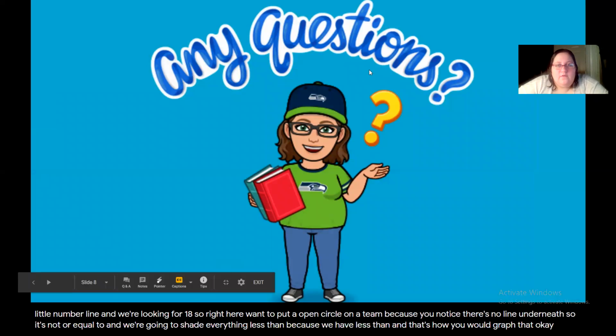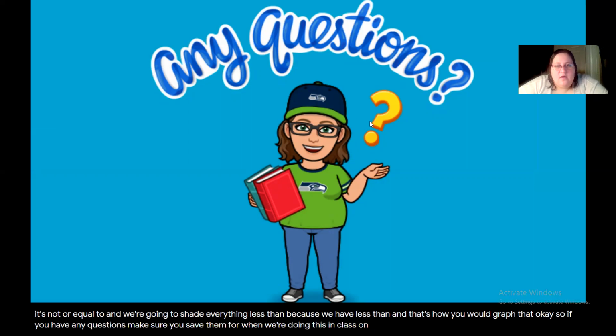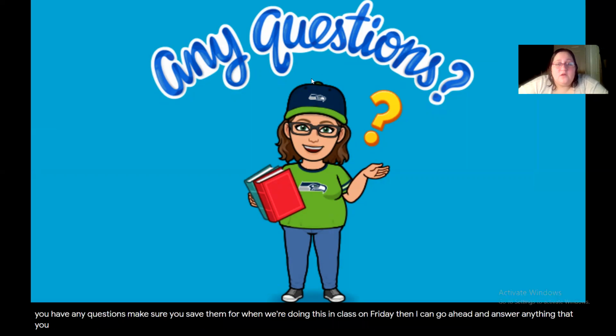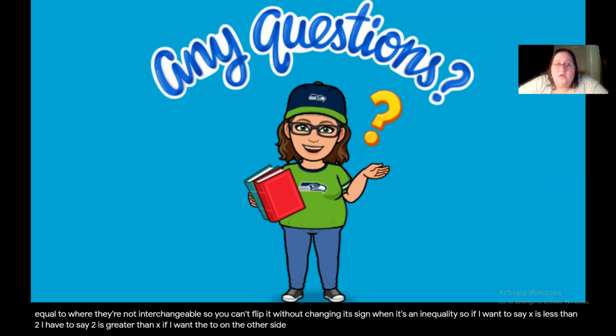Okay, so if you have any questions, make sure you save them for when we're doing this in class on Friday. Then I can go ahead and answer anything that you may be confused on. Remember, there's only 3 things that are different from inequalities and equations. One is that both sides are not equal. Two, they're not interchangeable, so you can't flip it without changing its sign when it's an inequality. So if I want to say x is less than 2, I have to say 2 is greater than x if I want the 2 on the other side. And the last thing is if you multiply or divide by a negative, you must also flip your sign.